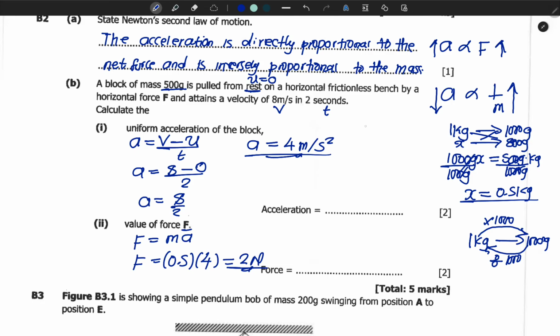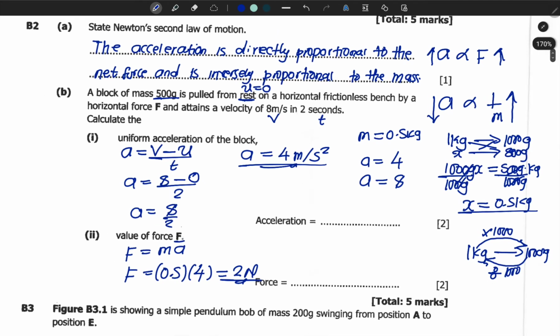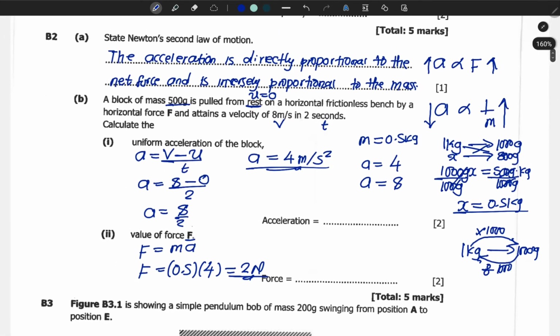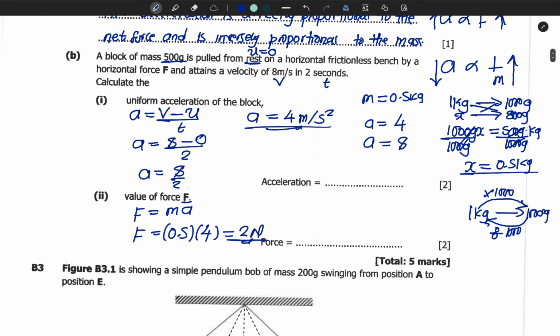So let's say we are going to maintain mass at 0.5 kg. Now what happens if we change the value of acceleration? The first value of acceleration is 4. Now let's double the acceleration. Let's say the acceleration is 8. So let's find our new value for force.